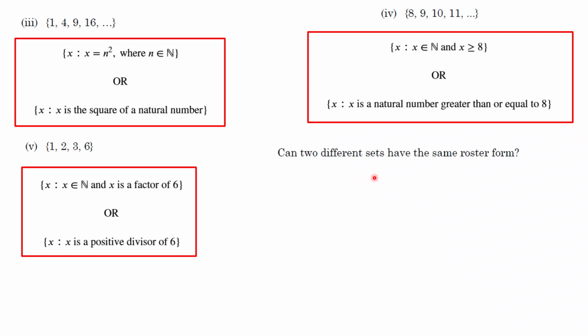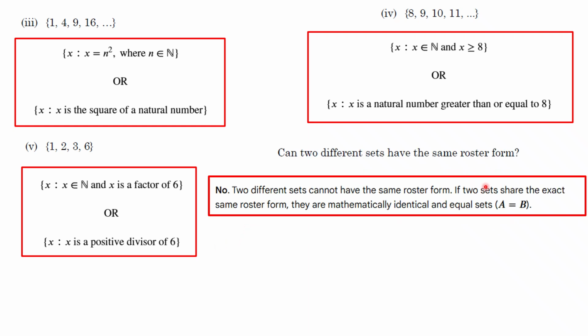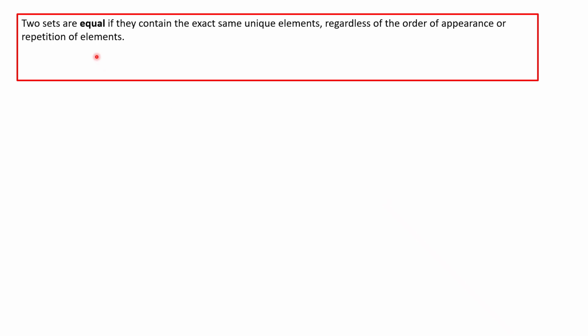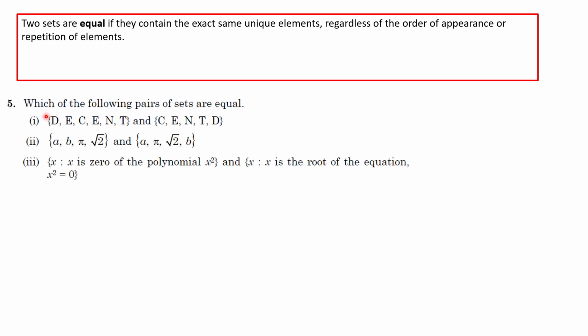Next question is, can two different sets have the same roster form? So no, two different sets cannot have the same roster form. If two sets share the exact same roster form, it means they are mathematically identical and equal sets. Two sets are equal if they contain the exact same unique elements regardless of the order of appearance or repetition of elements. Now we'll move to question 5.